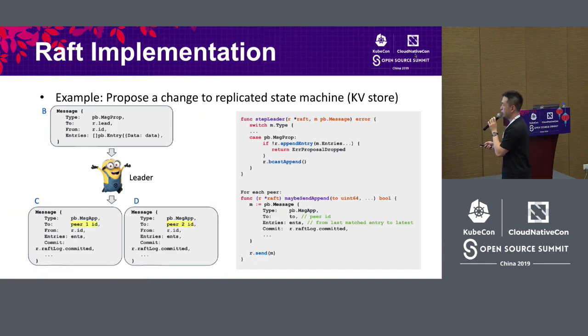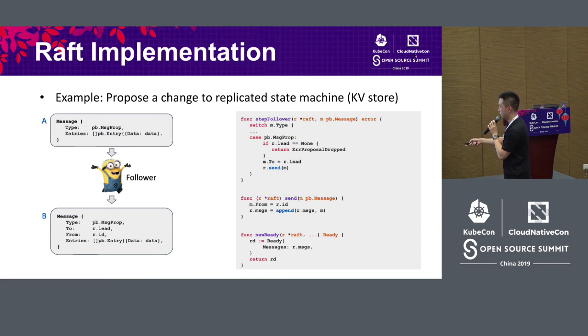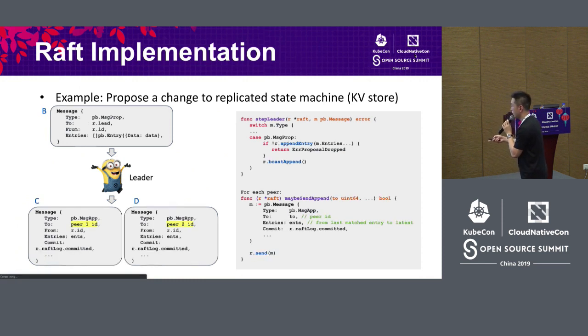Now, whoever is using this raft package needs to process these messages from the output of the raft state machine, right? In this case, these messages will be sent to their destinations. So let's look at the leader here. This is the same message B. Remember, you need to implement the network transport, right? So that network transport implementation needs to forward the message B from the follower's output to this leader's input.